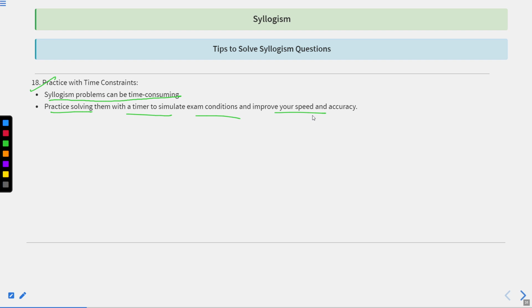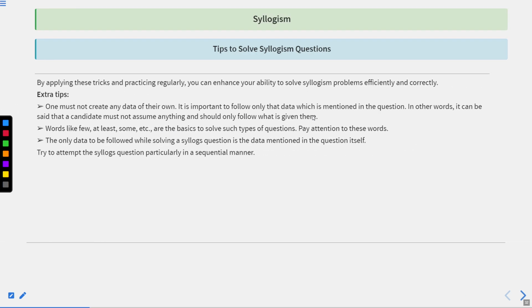And that is a very important point. By practicing again and again, you will be able to reach that level where you are accurately solving the question in an efficient time, in a less time-taking and fast way of solving the syllogism. So by applying these tricks and practicing regularly, you can enhance your ability to solve syllogism efficiently and correctly.